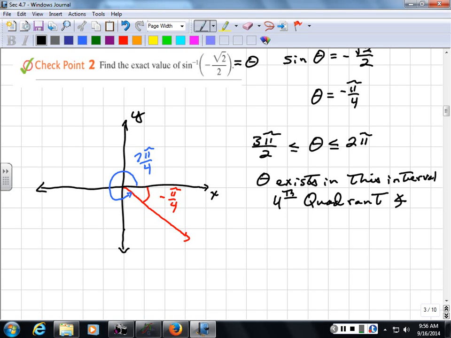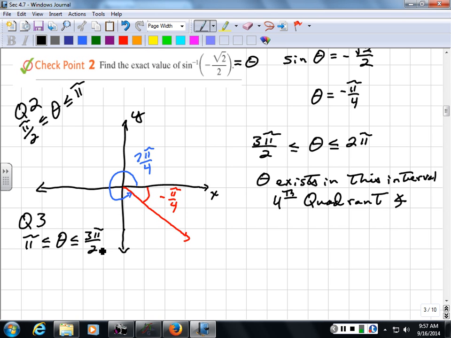Go ahead, Jesse. Pi over 2 is less than or equal to theta, which is less than or equal to pi. There you go. Okay, so second quadrant, quadrant 2. We're looking at pi over 2 less than or equal to theta, less than or equal to pi. Quadrant 3, we're going to go pi less than or equal to theta, less than or equal to 3 pi over 2. Technically, I shouldn't put the equals because what happens if they're actually on an axis? What kind of angle is it? What do we call it?